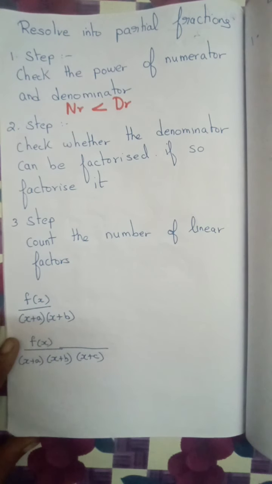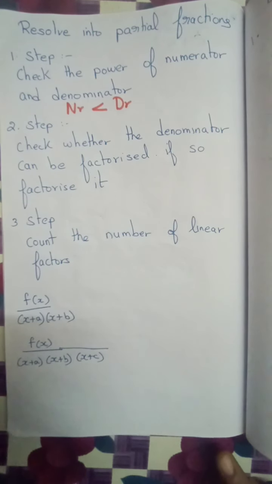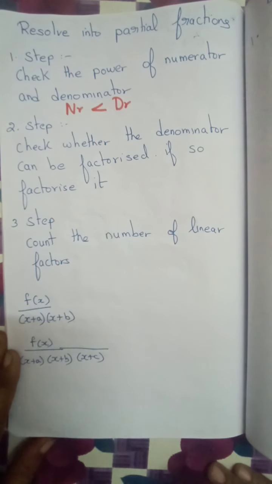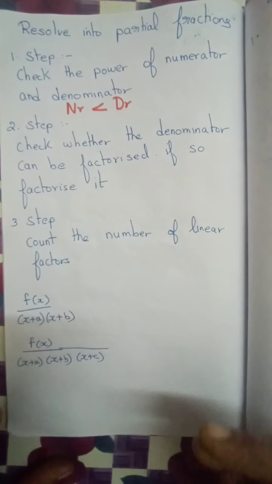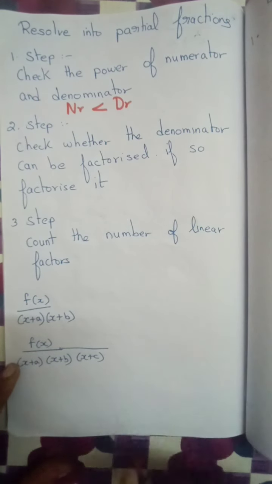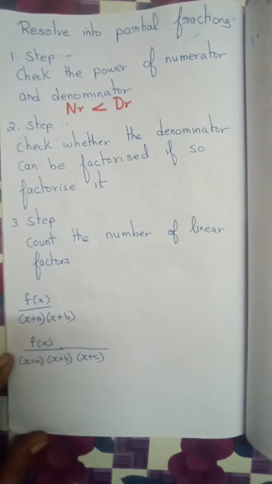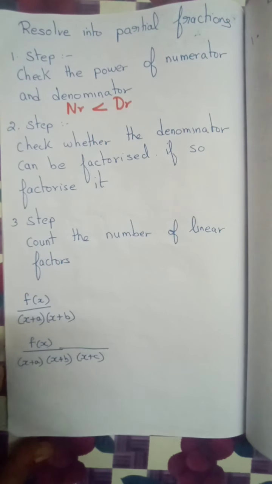So what is the first step? You have to check the power of the numerator and denominator. The power of the numerator, or highest degree of the numerator, should be less than the denominator. Now second step, check whether the denominator can be factorized. You have to see the denominator. If we can factorize it, we have to do it. This is our next step. So always check the denominator whether it is in simplified form, whether it is in factorized form. If not, we have to factorize it.